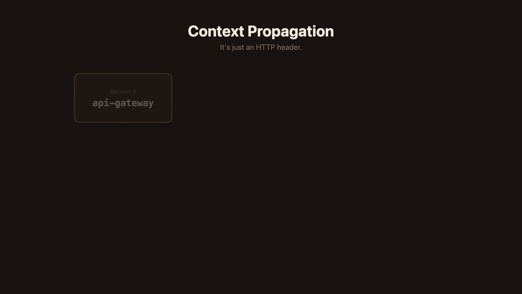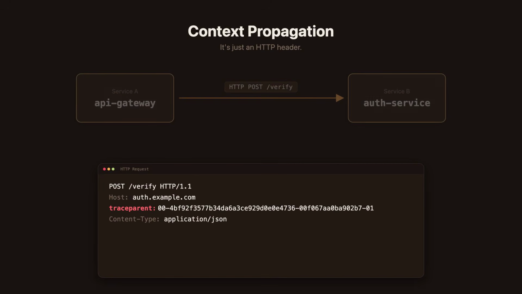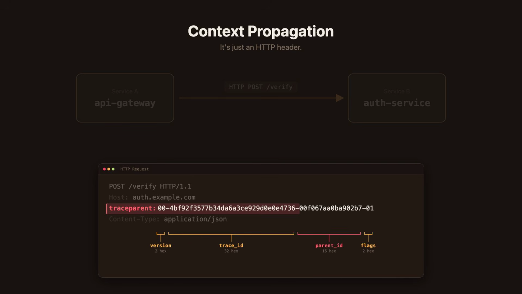But wait, how does service A's trace ID actually reach service B? They're on different machines, in different processes, sharing nothing but a network. The answer is deeply unglamorous. It's an HTTP header. When service A calls service B, the tracing library adds one header to the outgoing request. The header is called traceparent, standardized by the W3C trace context spec. Its format is 4 hyphen-separated fields: a version byte, the trace ID, the parent span ID, and a flags byte. All hex, all fixed width.